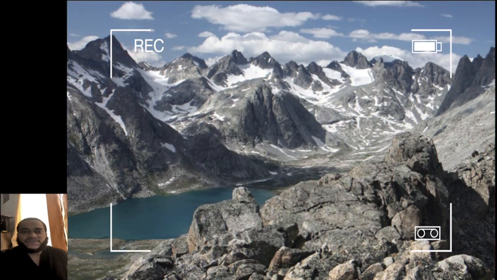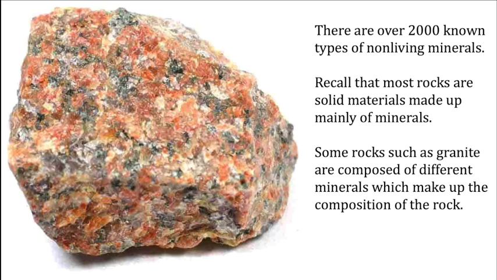Although the living environment plays a major role in geology, most of the studies of geology and earth science are concentrated in non-living things. Much of the non-living part of the natural environment is made up of rocks and soil, and these rocks are mainly composed of solid minerals. There are over 2,000 known types of non-living minerals.